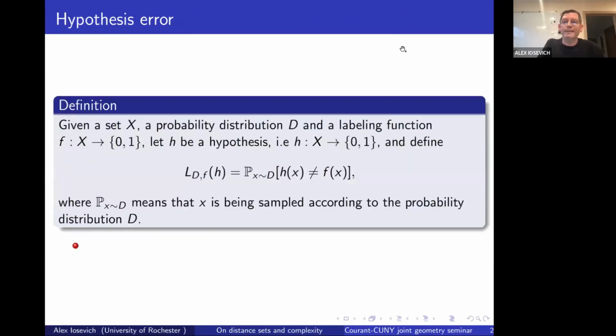Okay, and I need a couple of quick definitions. Given a set X, a probability distribution D, and a labeling function f, H is the hypothesis. In other words, H maps X to {0, 1}. This is one of your candidates. Then you define the discrepancy as the probability that your hypothesis function doesn't match the correct labeling function.